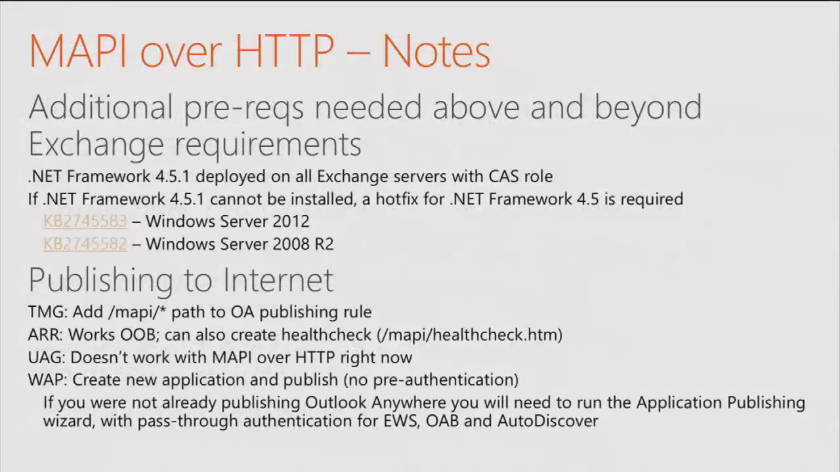Now, there are some prereqs that you need. I don't know if anyone's talked about these. You do need, on the CAS role, if you're deploying MAPI over HTTP, you have to install .NET Framework 4.5.1. If you have a business case where you can't install that, you could choose one of those KBs, depending on if it's 2012 or 2008 R2. The KBs, though, are not public, which means if you really can't install a .NET framework and you have to have the KBs, unfortunately, you have to call support to get them. There's no way around that.